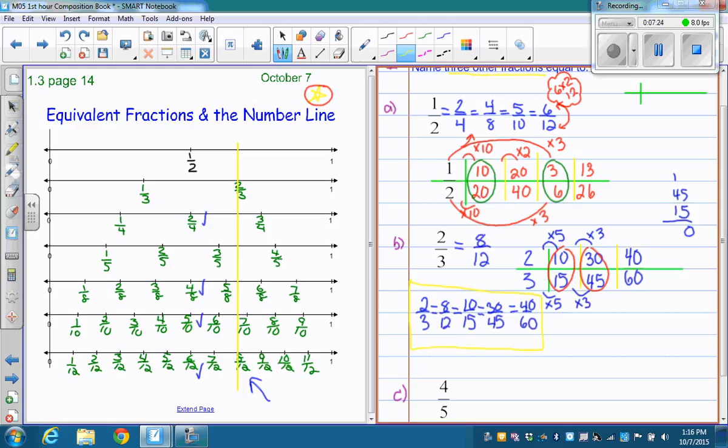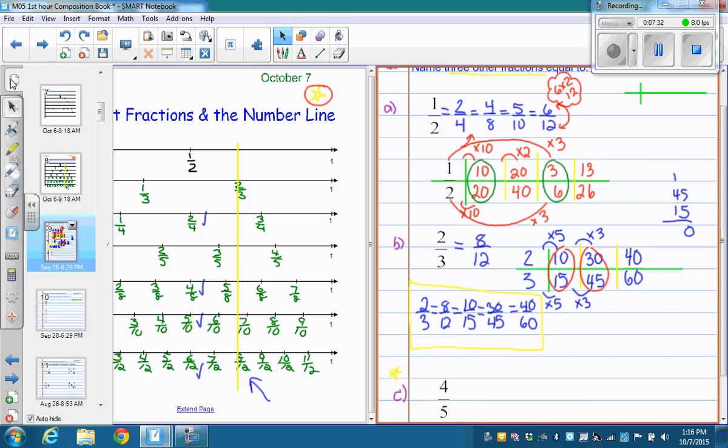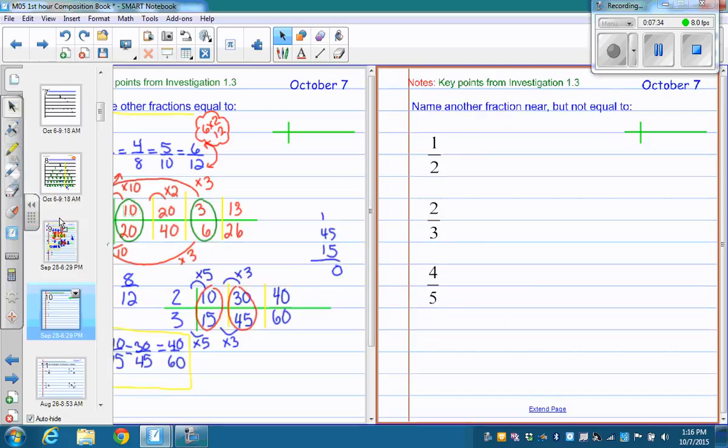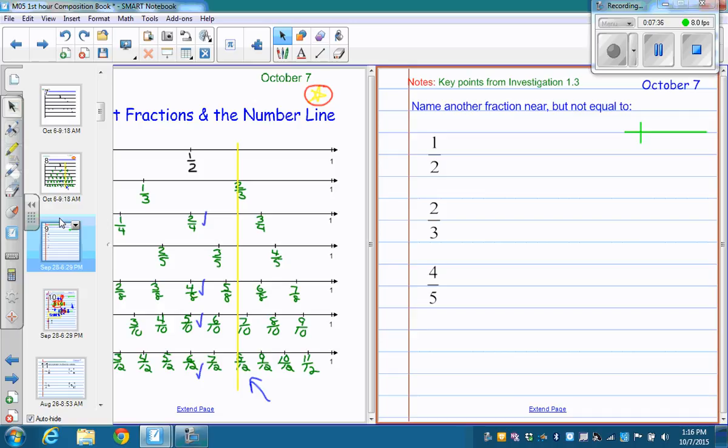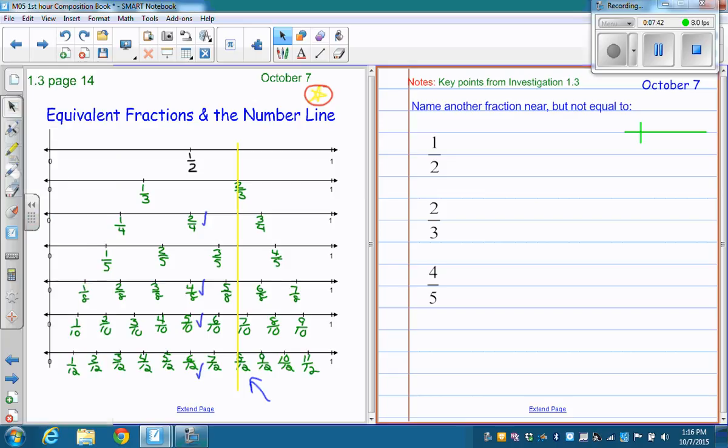Another good one for you to practice would be 4/5. You should try that one on your own. The next thing that we talked about in Investigation 1.3 is finding fractions that are near but not equal to. We also had a little bit of homework like that last night, because this is an elementary school review topic.